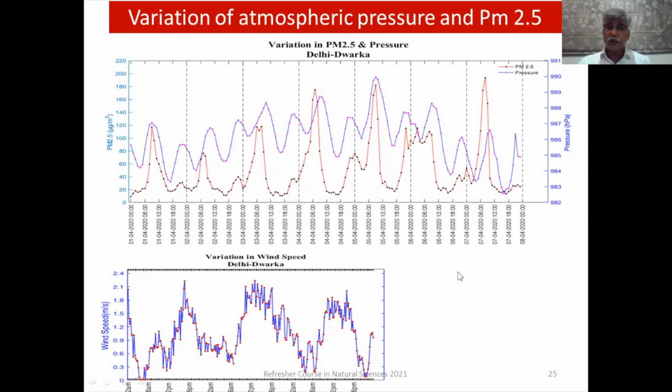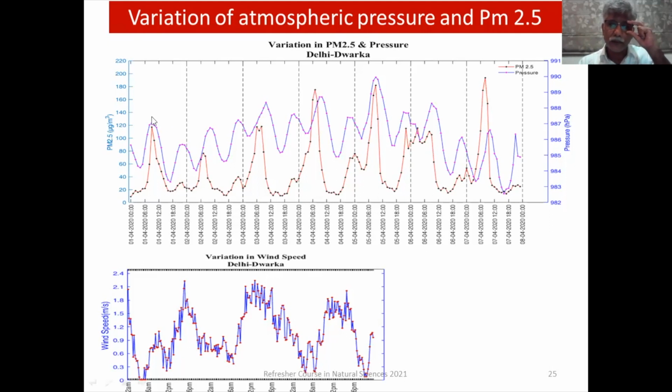But we just thought about whether atmospheric pressure is playing any role or not. And we, being from the science background, understand that a few millibar of pressure makes a lot of sense for the wind blowing from high pressure to low pressure. So a few millibar is enough to make changes.